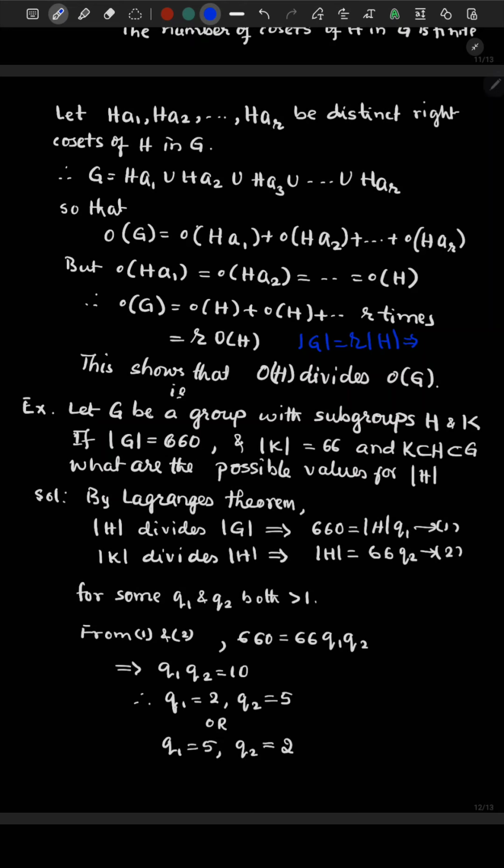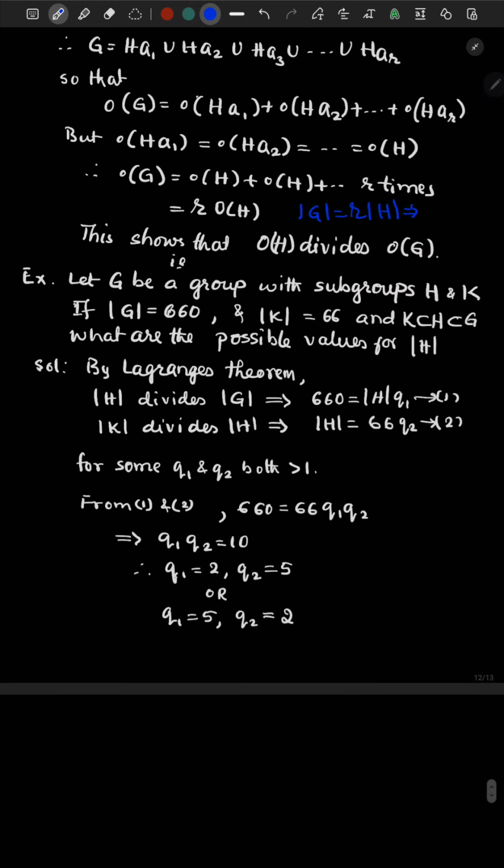One example is here. Let G be a group with subgroups H and K. If the order of G is 660, that is, the number of elements in G is 660, and the number of elements in K is 66, and K is a subset of H, H is in turn a subset of G. What are the possible values for the number of elements in H? So to solve this we take the help of Lagrange's theorem. So H and K are subgroups of G here. So the order of H divides the order of G.